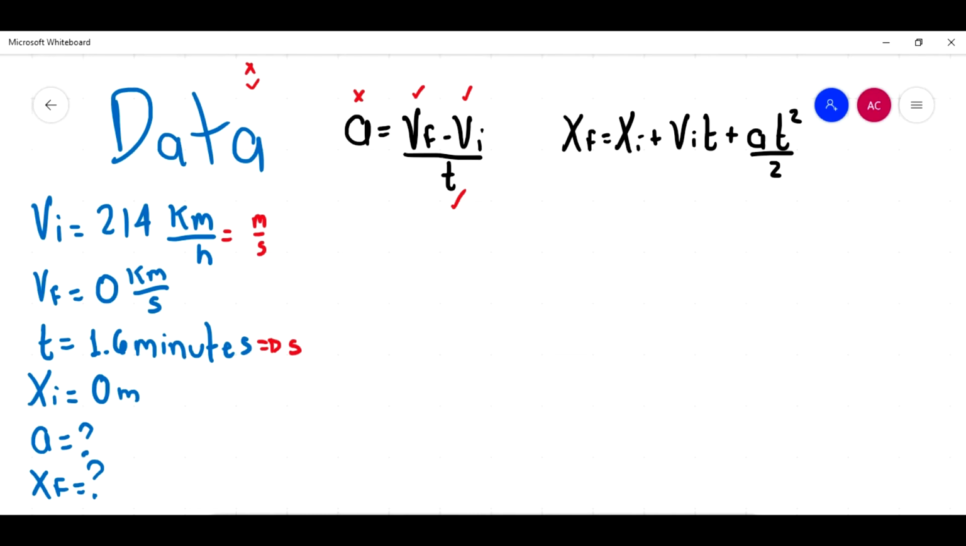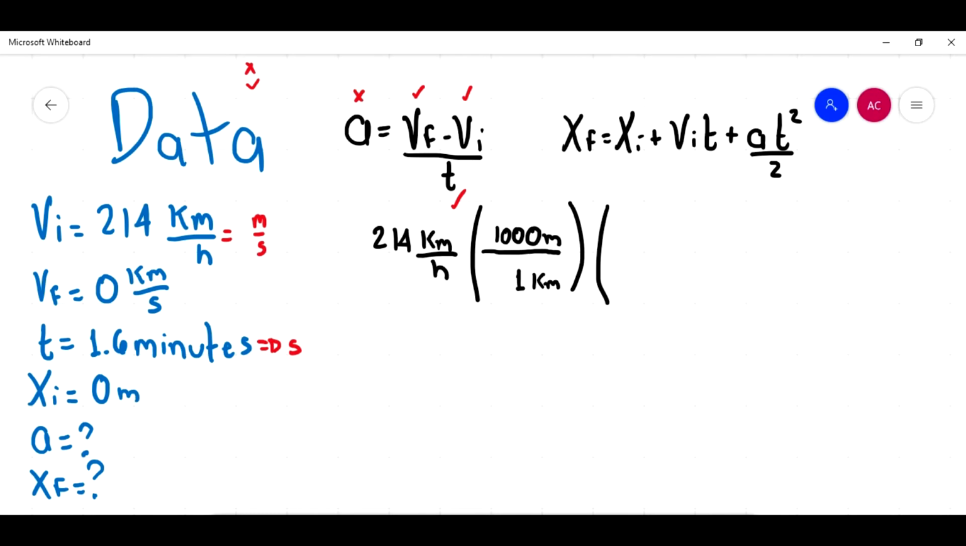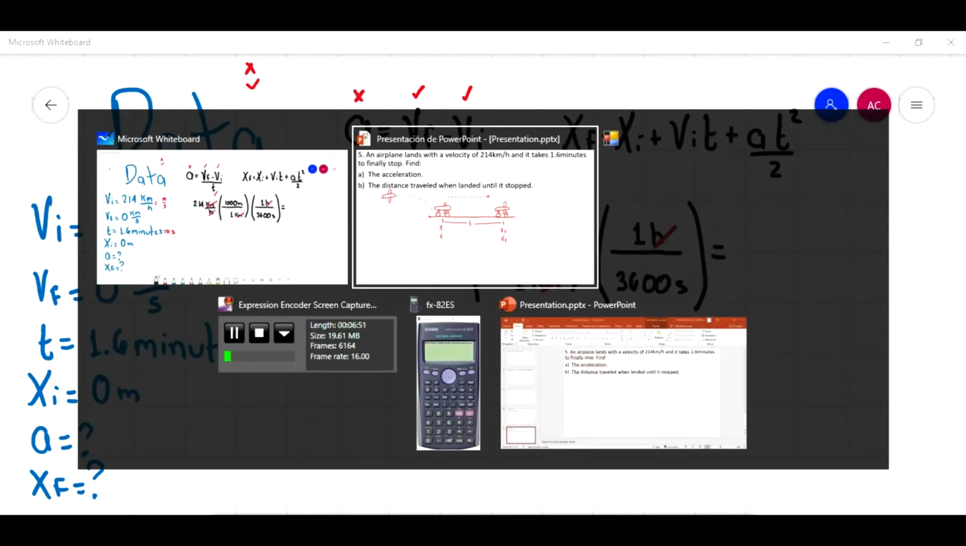I'm gonna have 214 kilometers per hour. So I'm gonna use the conversion factor. I want to transform kilometers into meters, so I'm gonna say 1 kilometer equals 1000 meters, and 1 hour is 3600 seconds. Okay, if I do this, I'm gonna cancel kilometers with kilometers and hours with hours. So let's do the operations. I got my calculator over here.